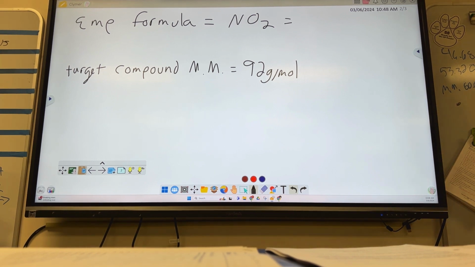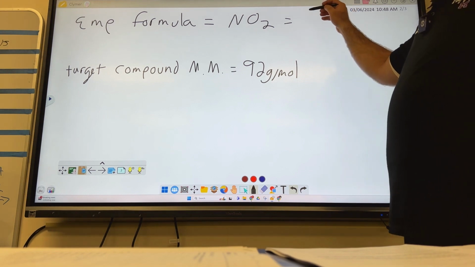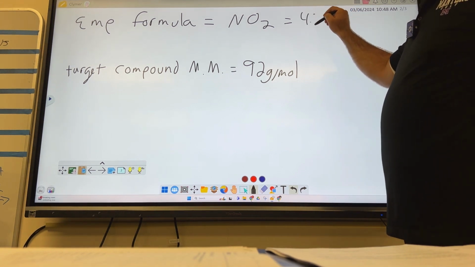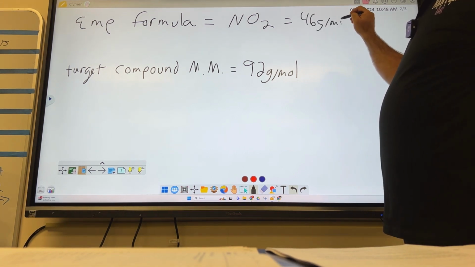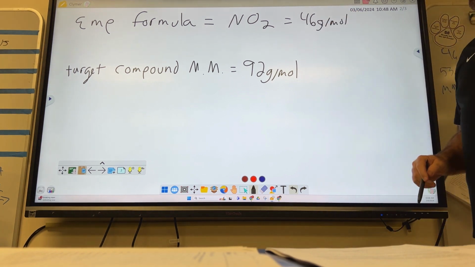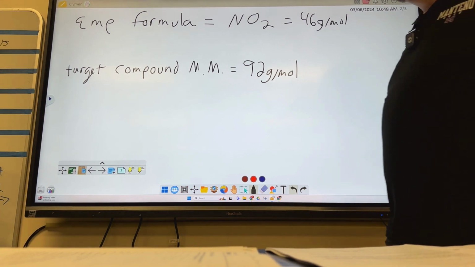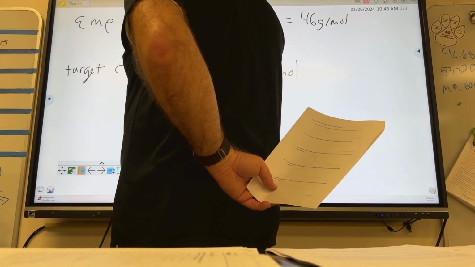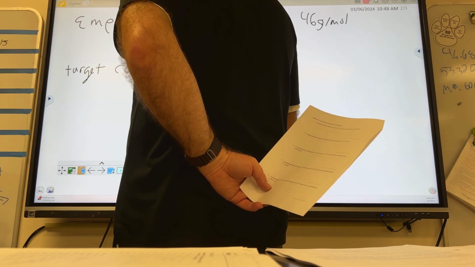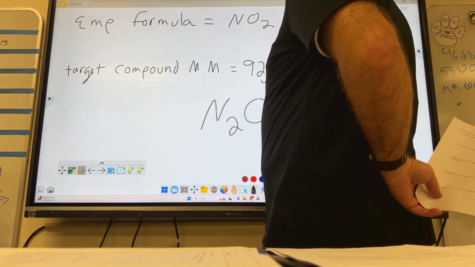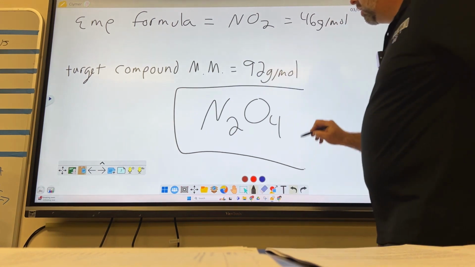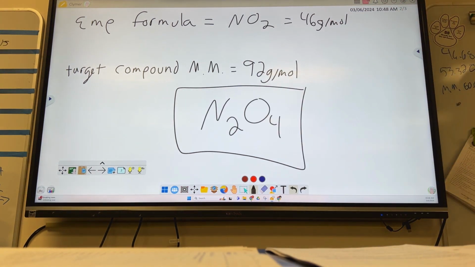So what's our molar mass of our empirical formula? So what multiple is 92 of 46? Double. So what is our target compound? Right? It's just a multiple of the empirical formula.